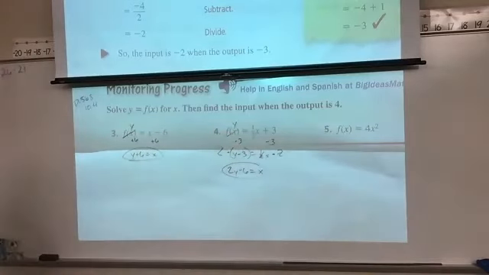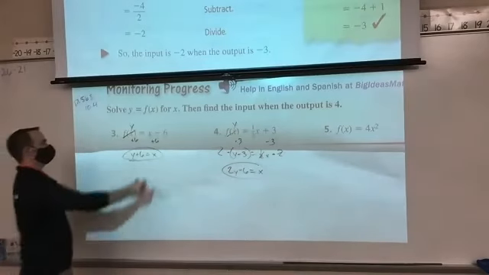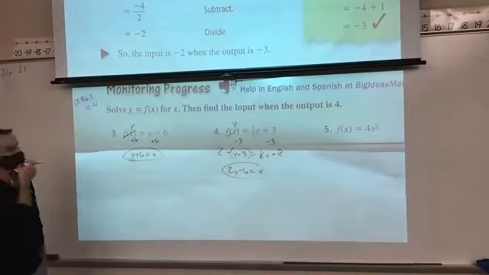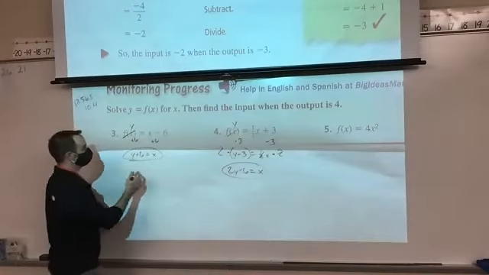All right, let's take a look at these first two. First one is very straightforward. Just add the 6 over. We get x is equal to y plus 6. We plug in a 4. What do we get? 10. Thank you.